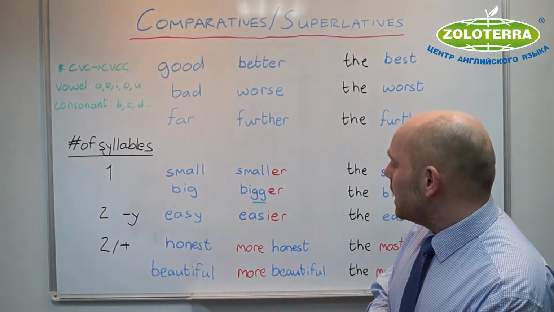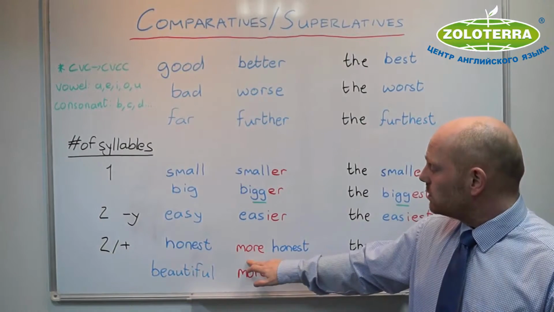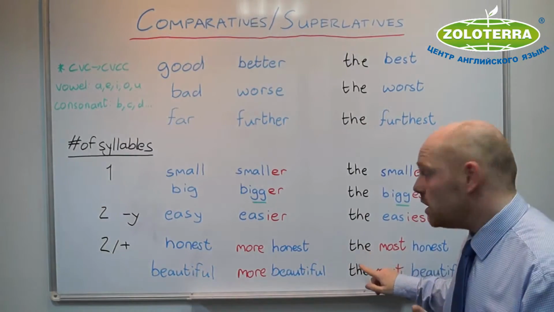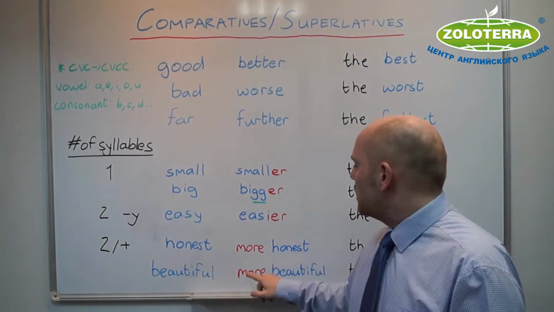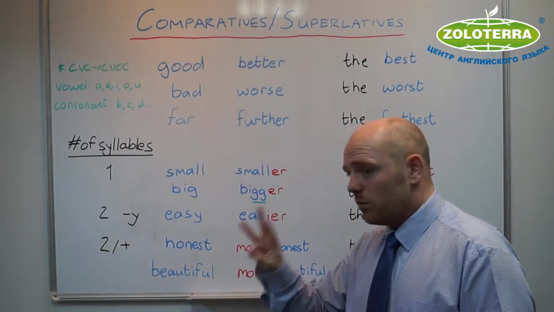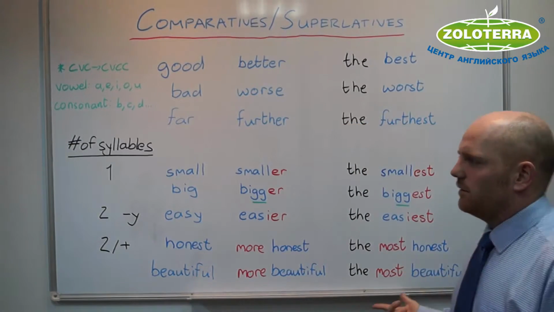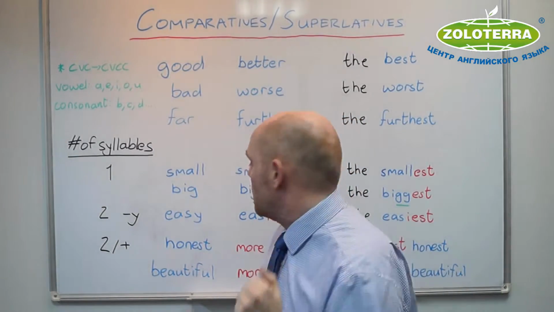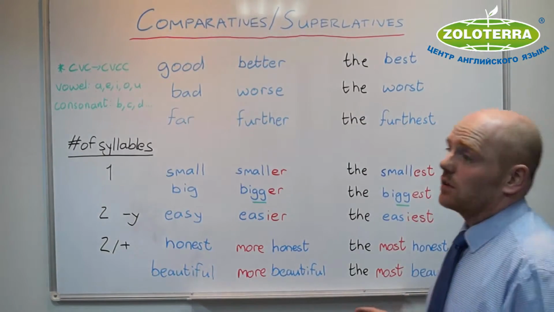All we need to do here, honest, beautiful, is add more for the comparative, and again remember the most for the superlative. So honest becomes more honest, the most honest. Beautiful, 3 syllables: more beautiful, the most beautiful. Difficult, 3 syllables. So difficult, more difficult, the most difficult.